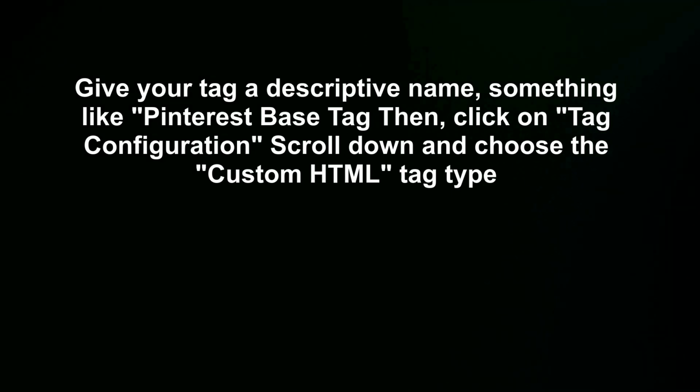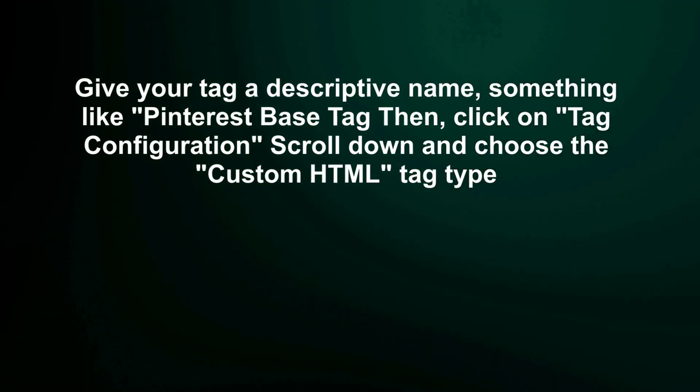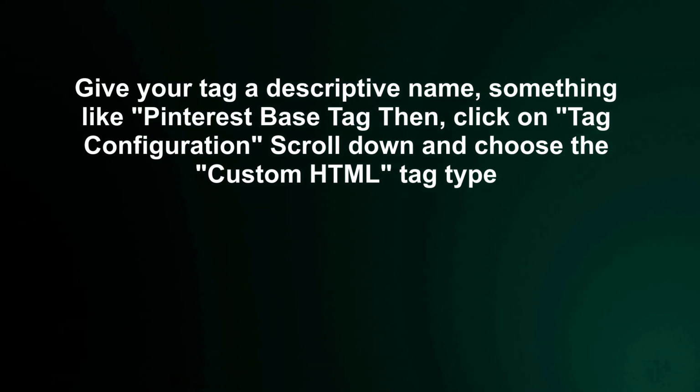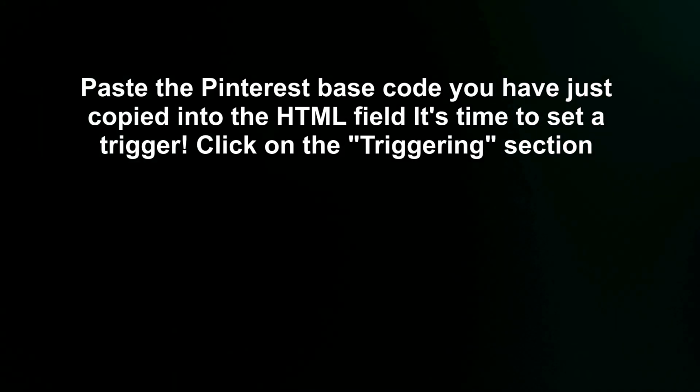Next, let's jump into your Google Tag Manager account. In the Workspace section, click New Tag. Give your tag a descriptive name, something like Pinterest Base Tag. Then, click on Tag Configuration. Scroll down and choose the custom HTML tag type. Paste the Pinterest base code you have just copied into the HTML field.